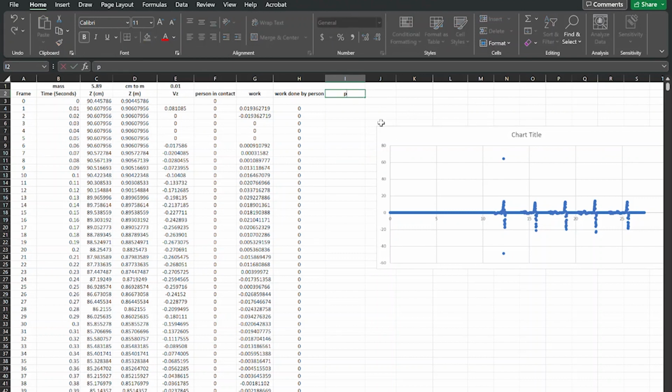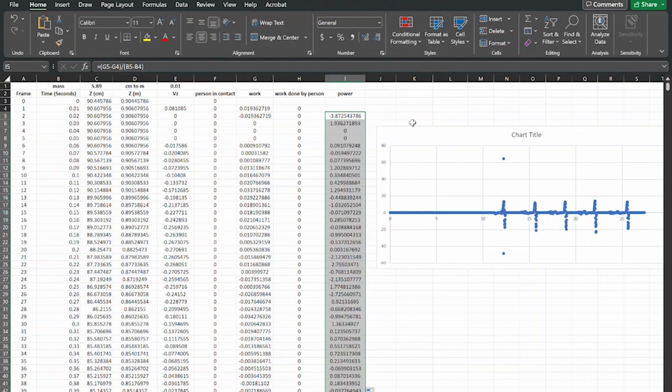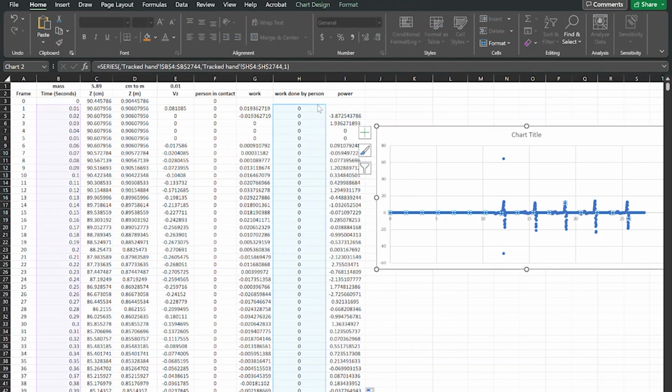And let's talk about power. Power is the rate of work being done over time. So it's going to be the work now minus the previous work, divided by change in time. There. Okay. So this is dW/dt, right? Let's go and plot that.